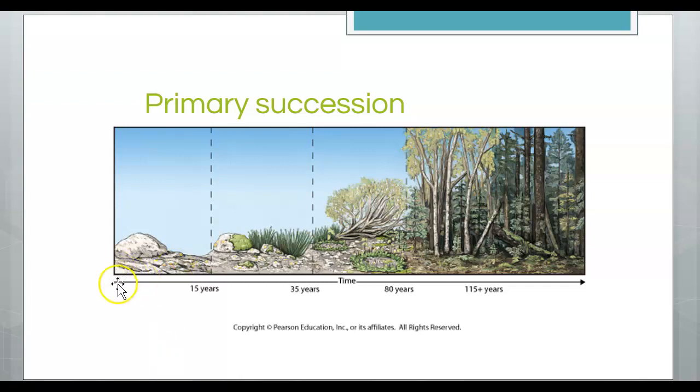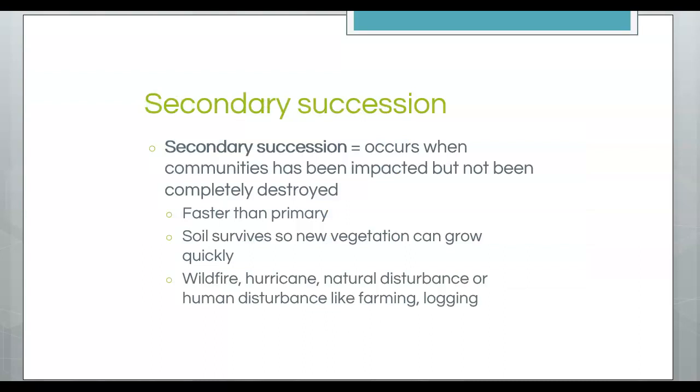You can see that up till 15 years, there's only rocks pretty much, and that would be where your pioneer species come in. And then from 15 to 35 years, now you're starting to see grasses and some low plants, and then it's going to be 100 years before you're starting to see some big trees and mature communities.